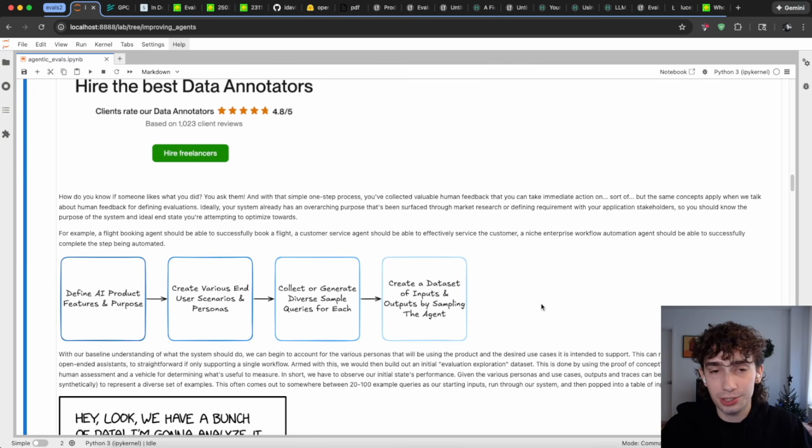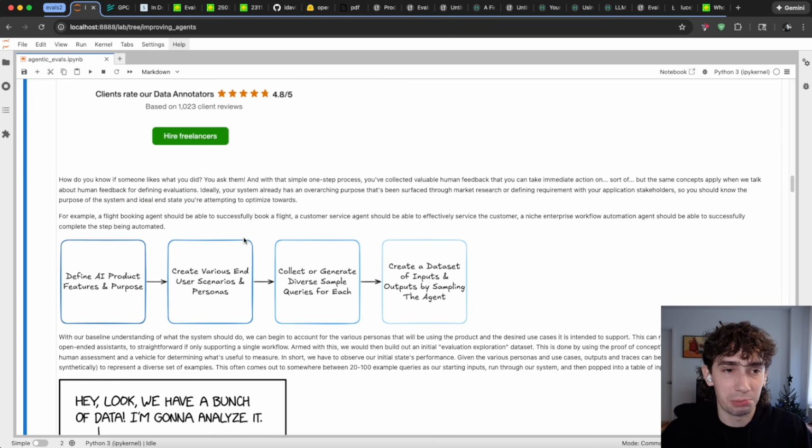Ideally, the system that you're actually trying to improve already has some sort of overarching purpose that you've done some form of evaluation or requirements defining to get to. In other words, you should have an idea about the ideal end state that you're trying to optimize towards.